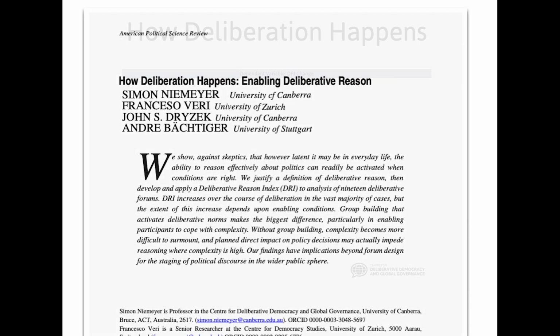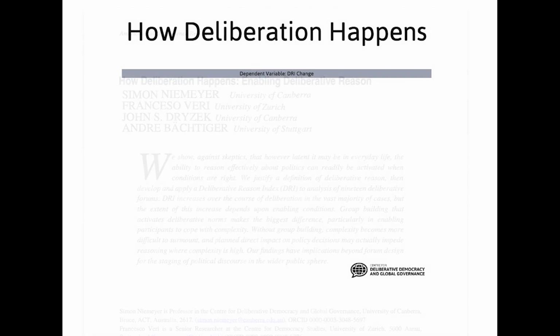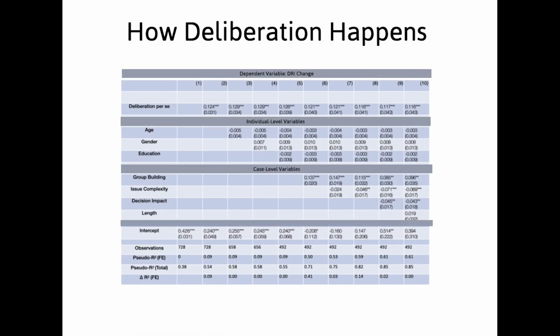We've brought together 19 case studies to produce the first systematic analysis of mini-public design using DRI. The results affirm the role of group building and issue complexity, as well as questioning the role of decisiveness. There is a complex relationship with individual level variables in deliberation. There's a lot more to be done here, but it's a good start.